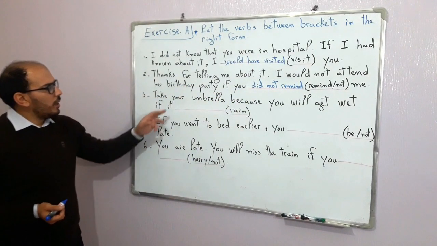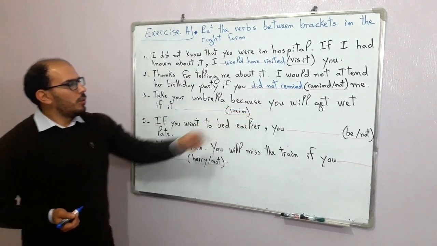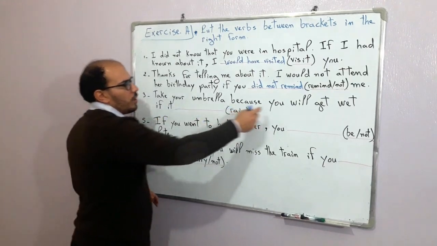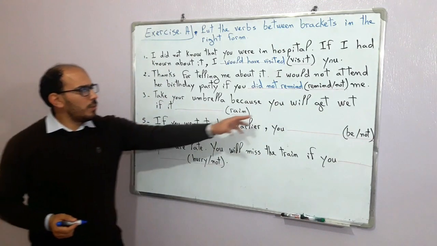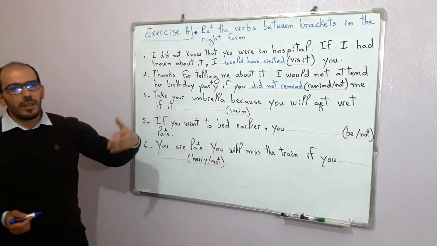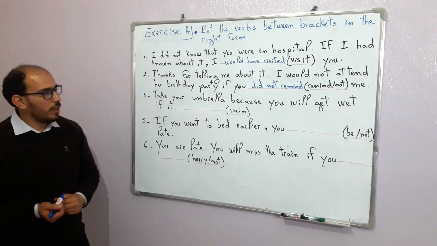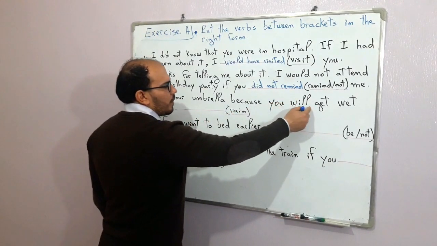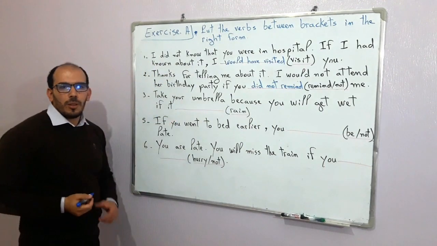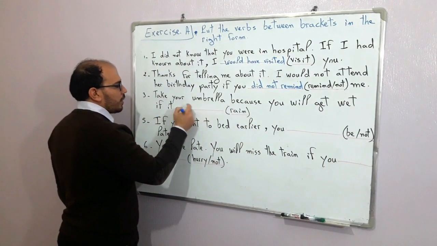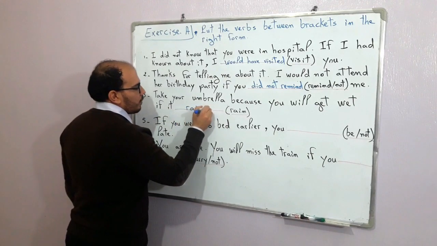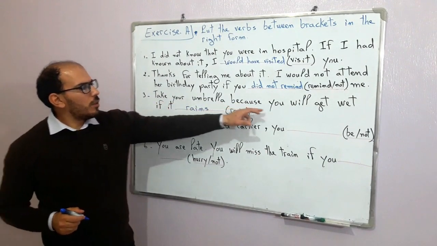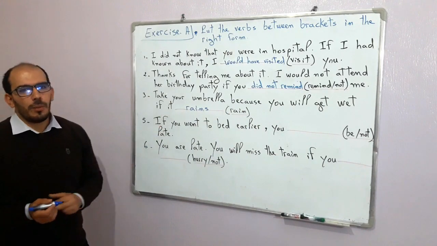Let's move to number three. Take your umbrella because you will get wet if it rains. We have this result, you will get wet. And when I say you will get wet, we are talking about a result that will take place in the future. So in this case, we are talking about type number one, and the verb in the result is written in the simple future, and the verb of the condition is written in the simple present. So it rains. Take your umbrella because you will get wet if it rains.